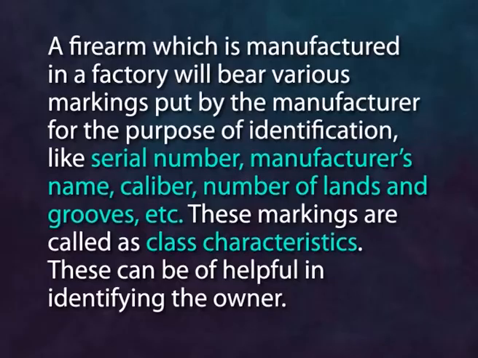Now we will be talking about types of marks on cartridge. A firearm which is manufactured in a factory will bear various markings put by the manufacturer for the purpose of identification, like serial number, manufacturer's name, caliber, number of lands and grooves, etc. These markings are called class characteristics. These can be helpful in identifying the owner.